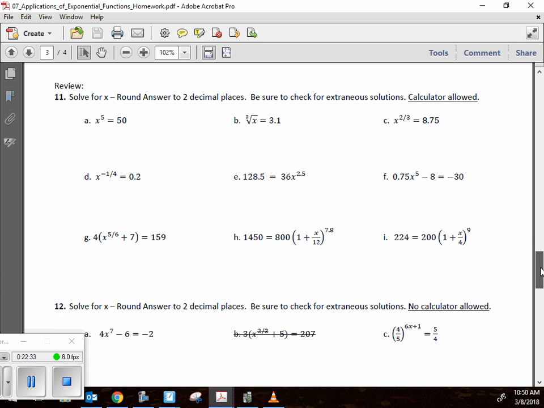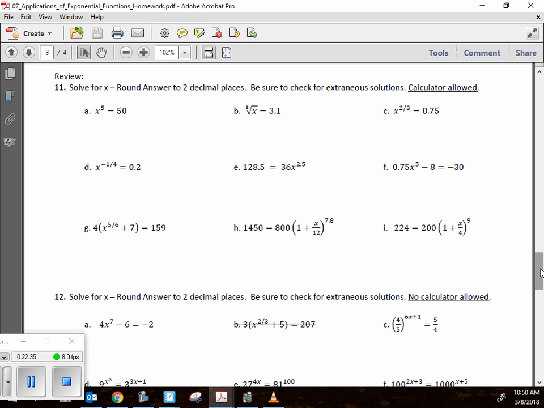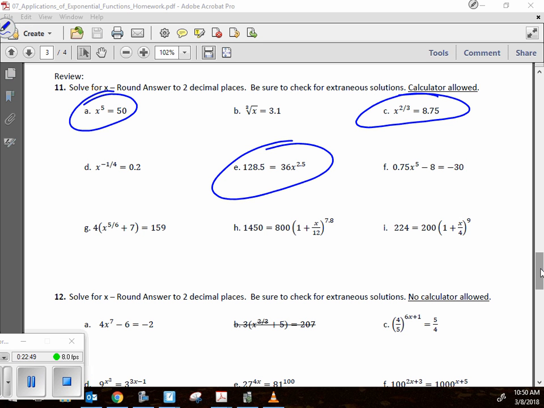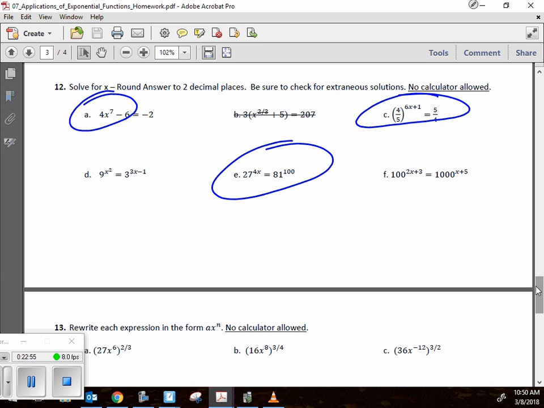Then we get to a big old review section. I'm going to tell you certain ones that I want you to do and skip here too. I'm going to have you do A, C, and E. They're going to call it the ACE questions. Do A and C and E in the next section also. A, C, and E. The ACE problems.